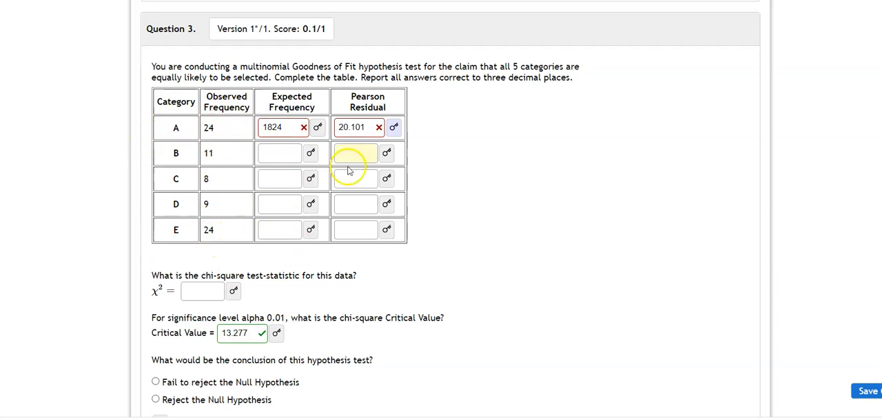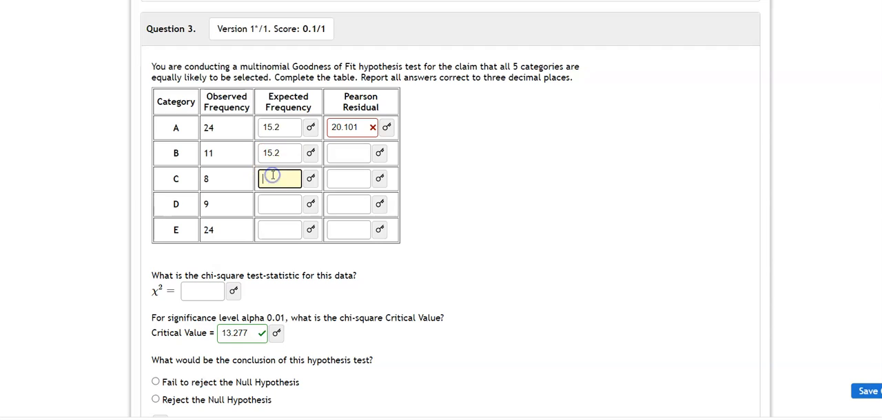So let's add up all the observed frequencies that there were. I'll take 24 plus 11 plus 8 plus 9 plus 24. That's 76. Okay, so there were 76 observed frequencies altogether. The expected frequency is 1/5 of that for every single one of them, because they're all equally likely. So I'm going to take 76 and divide it by 5, and that's 15.2. So this expected frequency should be 15.2, and that should be the same for every single one of these, since they're all equally likely.